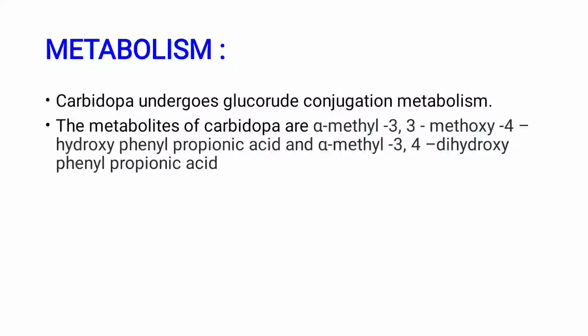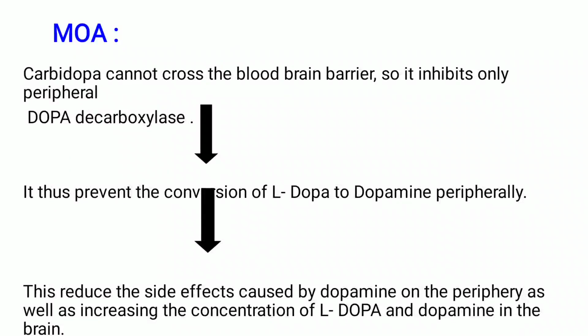Metabolism of carbidopa. Carbidopa undergoes glucuronide conjugation metabolism. The metabolites of carbidopa are alpha-methyl-3-methoxy-4-hydroxyphenylpropanoic acid and alpha-methyl-3,4-dihydroxyphenylpropanoic acid.